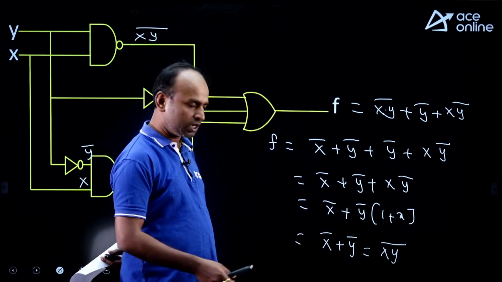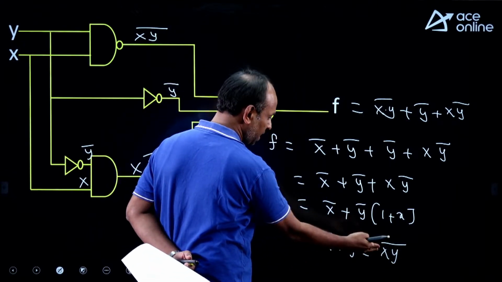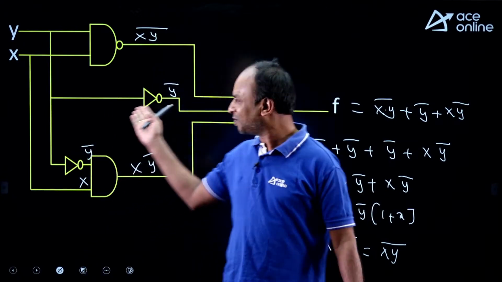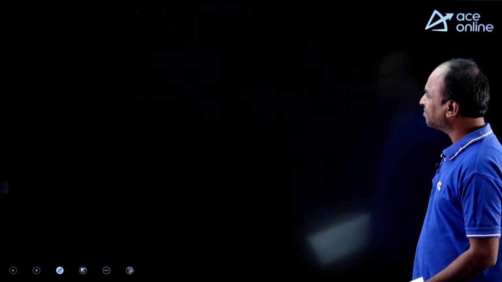Both are correct answers. If the options are given, X bar plus Y bar is correct and XY whole complement is also correct. That was a question from logic gates. Now one more question from digital logic.